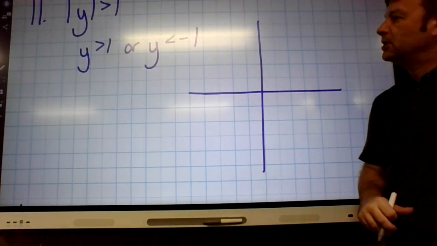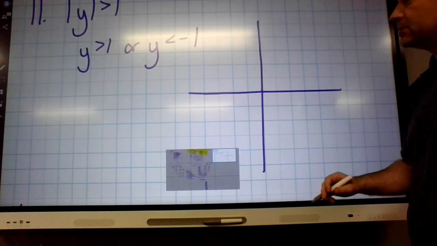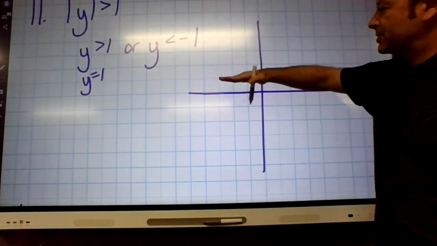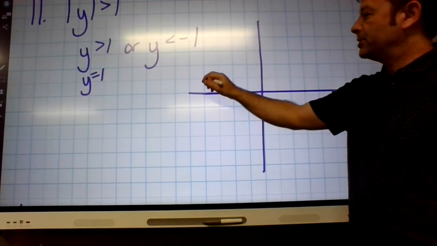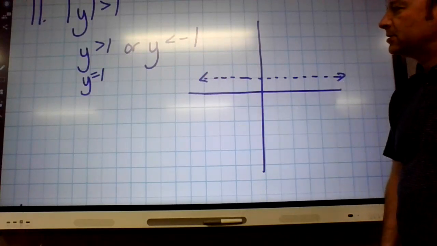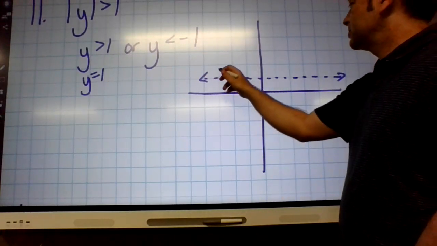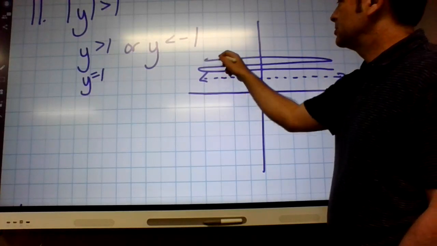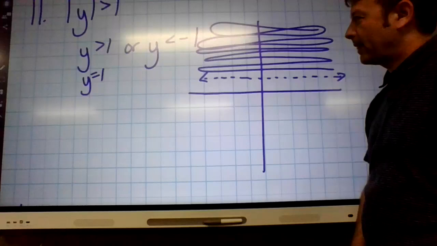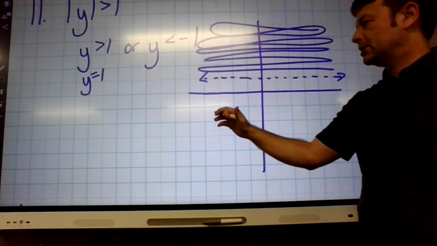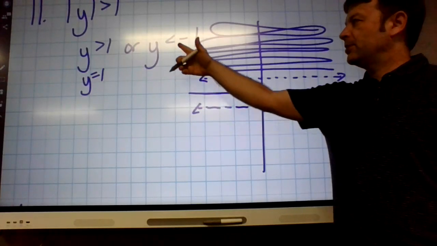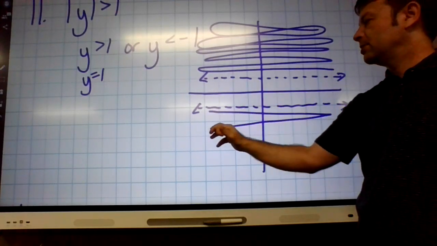We got this. Okay, what's y equal 1 look like? Horizontal. Yeah, if it was y equals 1, it would be a horizontal line through 1 on the y-axis, like this. Since it's greater than 1, this will be a dotted line. And we're going to shade above. And what's y equals -1 look like? Horizontal line through -1, and we're going less than on that one, so it's shaded below.